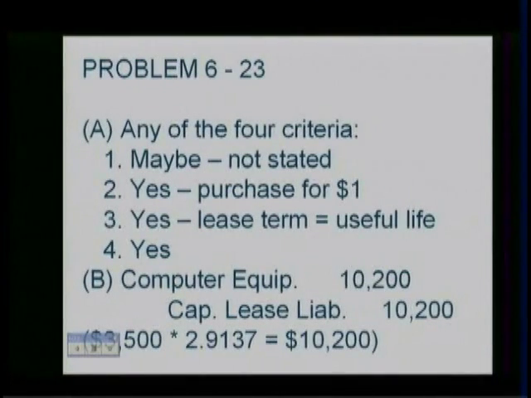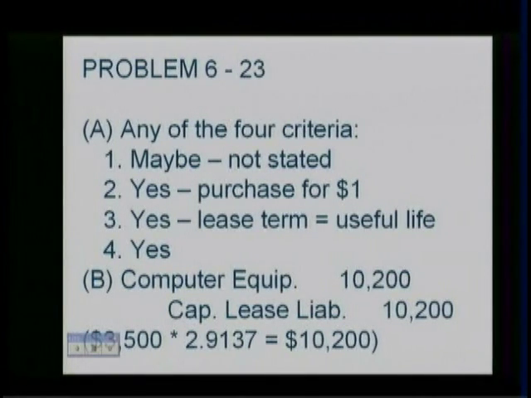In Part B, it says to write the journal entry that they should make on January 2004. Their hint is first to determine the present value of the lease payments. I'm going to give you that number because we're not ready to compute that until the next module. So that number is $10,200, and on the last line of that slide, I have computed that for you: $3,500 times the number from the present value tables of 2.9137 gives us $10,200, rounding that a little bit.